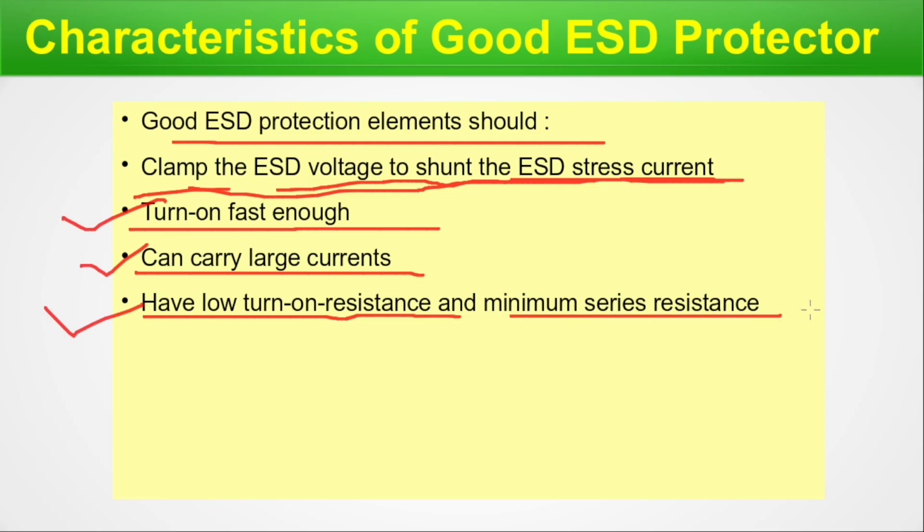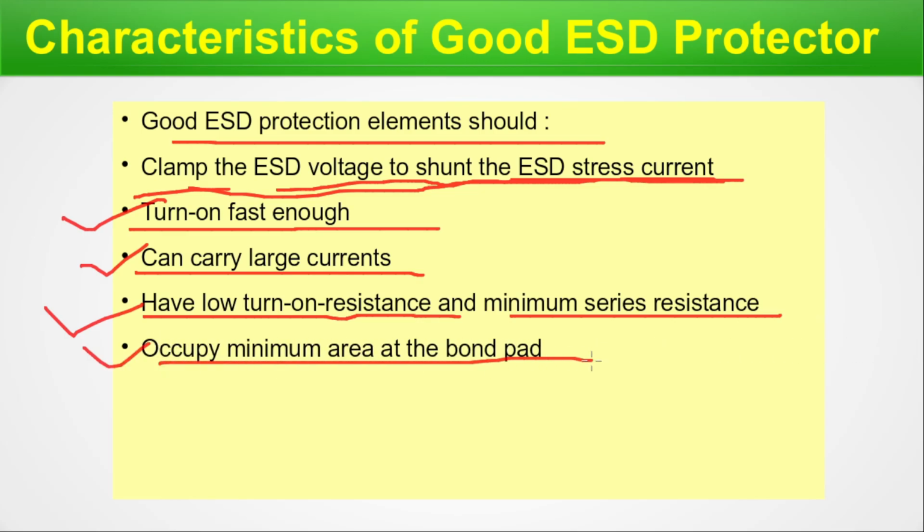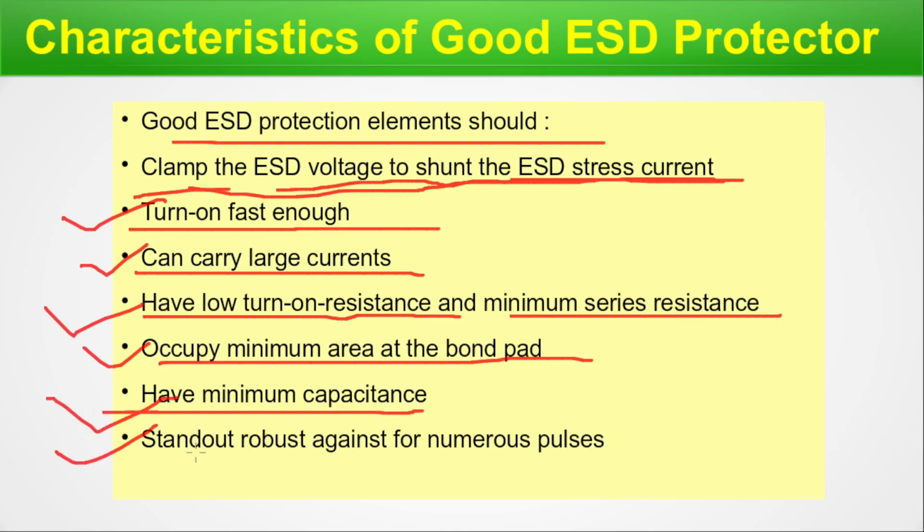So the resistance overall, whether it is the turn on resistance or the series resistance, should be very, very low. It should occupy minimum area at the bond pad. There are pads we have talked about in the IC fabrication, so it should occupy minimum area there. It should have minimum capacitance. It should stand robust against numerous pulses, not only one pulse. If multiple ESD pulses come in, it should be able to handle all of them, or rather it should be able to handle the ESD pulse train.